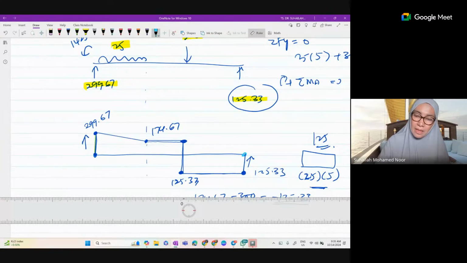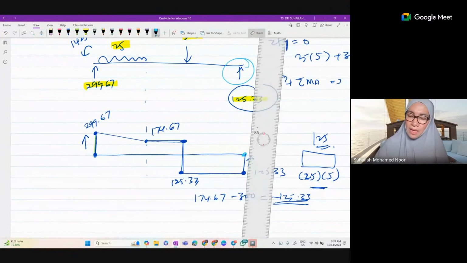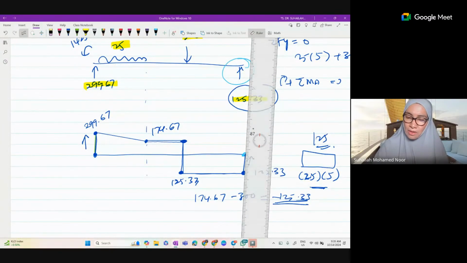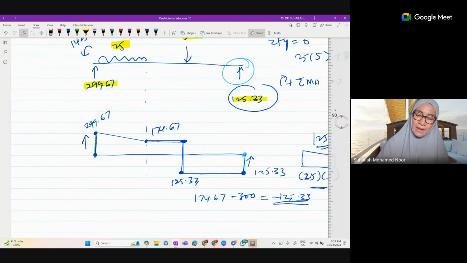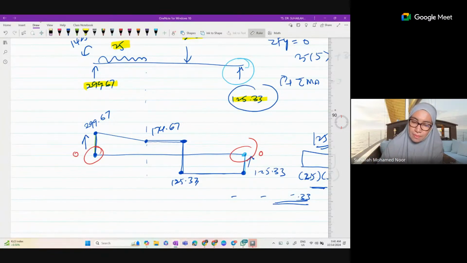And then dia ada arrow positif macam ni. Arrow ke atas. So kita akan draw satu line ke atas ikut arrow tu. And then dia akan end dekat 0. So nampak tak kat sini dia punya starting point, dekat sini dia punya end point. So end point dia 0, starting point dia also 0. Okay, so this is the shear force diagram for this beam.